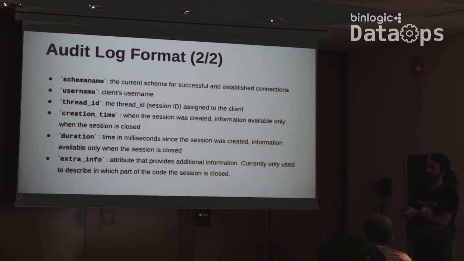This is only relevant to when the session is disconnected, because otherwise it's the current timestamp. Duration, again, is relevant only when a client disconnects, so it can tell you that the client was connected for a few milliseconds or for hours. And again, for when the client disconnects, you also have extra information that specifies where in the code the client was disconnected. So it basically gives you a reason why the client session was terminated.